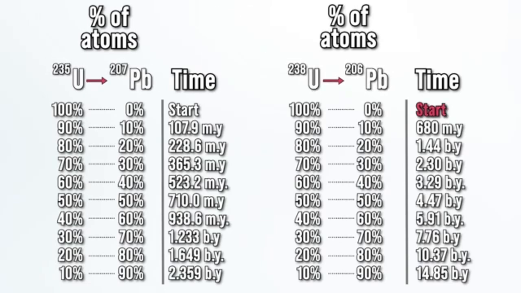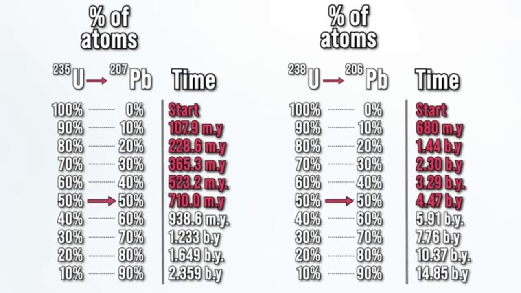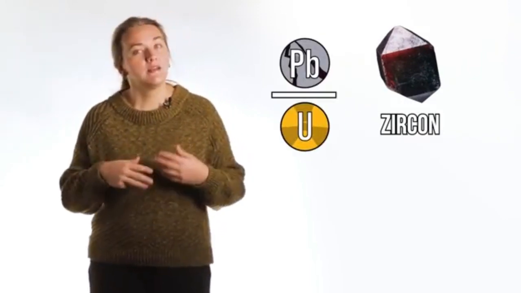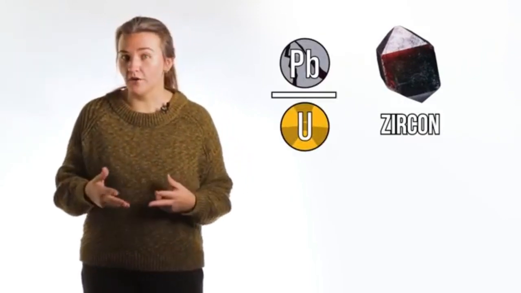It takes 4.47 billion years for half of the uranium-238 atoms to decay to lead-206, but only 710 million years for half of the uranium-235 atoms to decay to lead-207. One tiny mineral that is widely used to date crystalline rocks is called zircon. The ratio of uranium to lead in zircon can be used to determine the age of the rock.